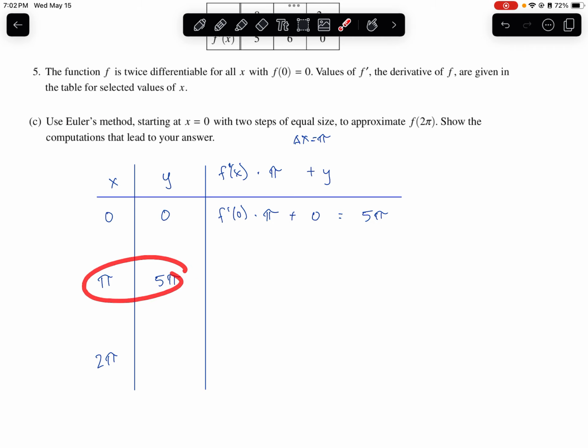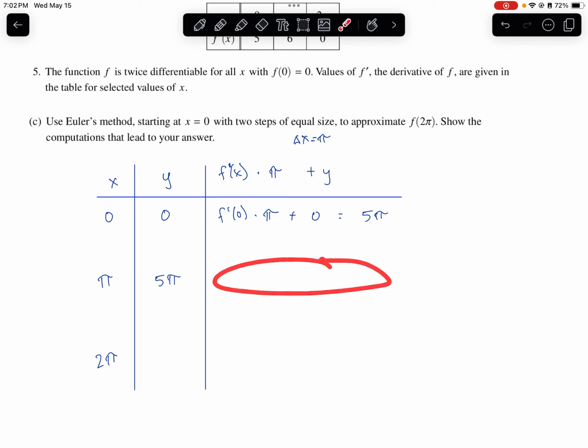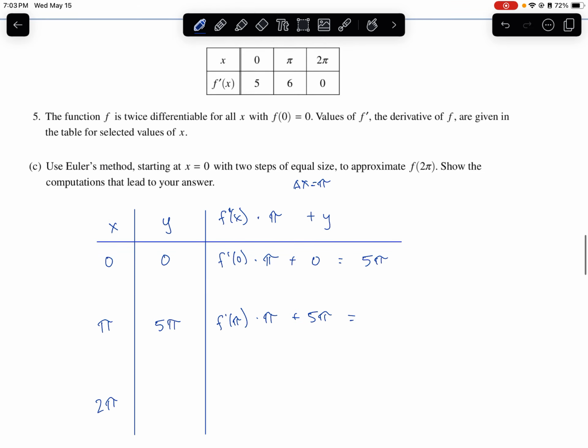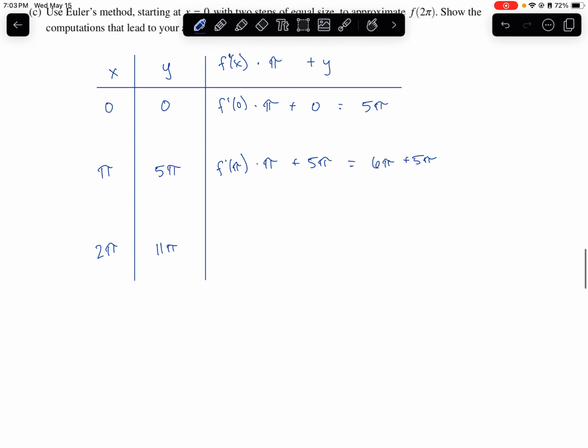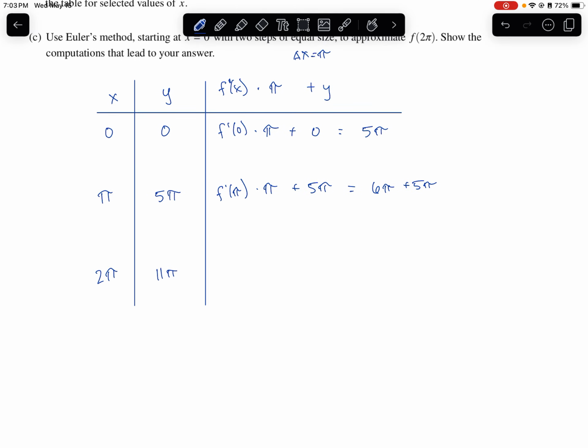And now I'll use these values and I'll plug them in to the spots here. And whatever output I get here, that's essentially just going to be my answer. So f prime of pi times pi plus 5 pi, that's going to be equal to f prime of pi, which was 6, times pi plus 5 pi, and that's equal to 11 pi. And then I'd probably write it out. I wouldn't leave it like that. So I would say f of 2 pi is equal to 11 pi.